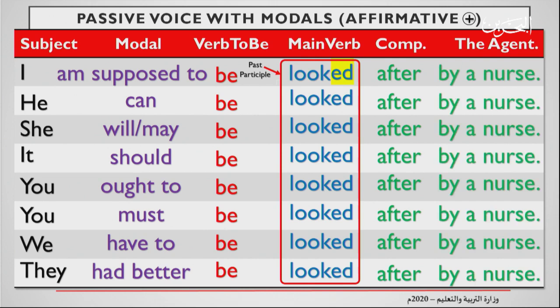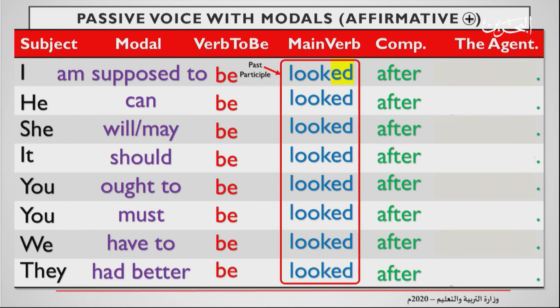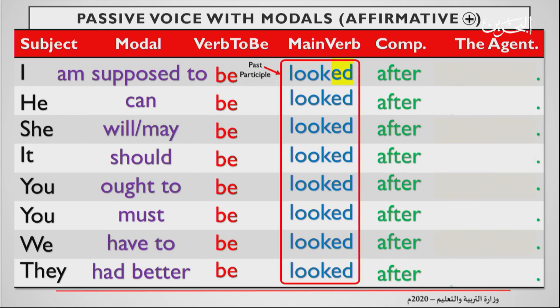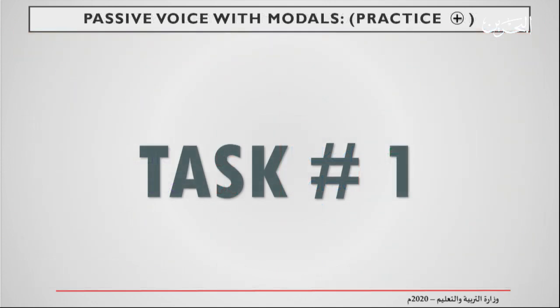And then you add the agent. As you see, the agent is optional. Let me read it with the agent. I am supposed to be looked after by a nurse. Or, you must be looked after by a nurse. If I remove the agent, but I leave the full stop there, I can say, she will be looked after. Perfectly fine sentence. Or, you ought to be looked after, full stop. All right. Now let's have a quick task.